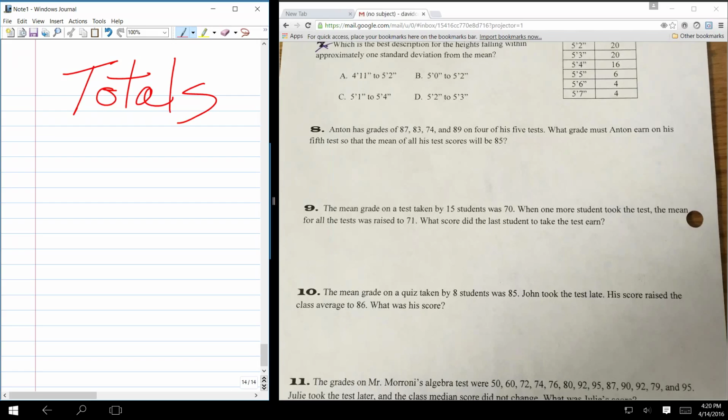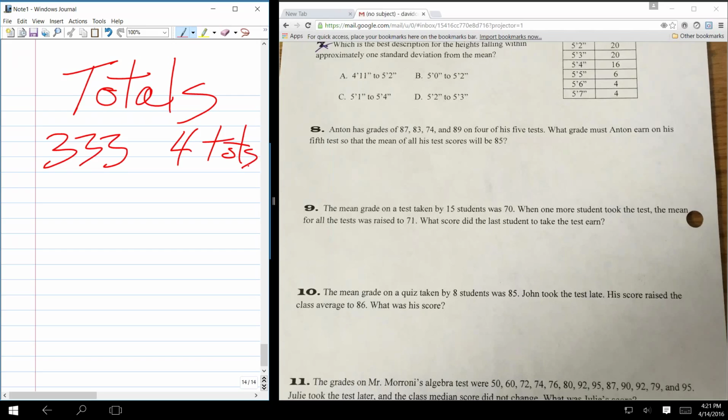Now, let me do it real quick. We got 87 plus 83 plus 74 plus 89. 333. That's what they total. 333 for 4 tests. Now, the rest of it.